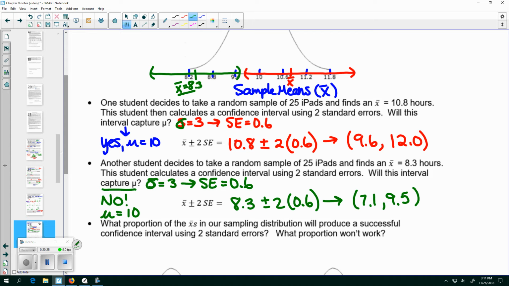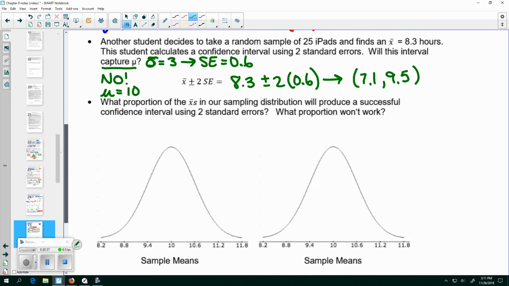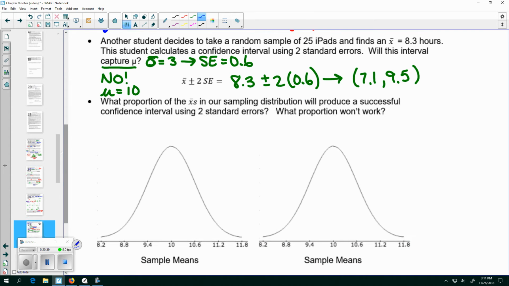They got a sample mean so extreme that it was too far away for 2 standard errors to give a confidence interval that's successful. So the question then becomes, how often does that happen? So that's our next piece here. What proportion of the X bars in our sampling distribution will produce a successful confidence interval using 2 standard errors? Successful means it includes mu in it. Okay, and then the other question is, what proportion won't work? So let's look at the successful ones over here.